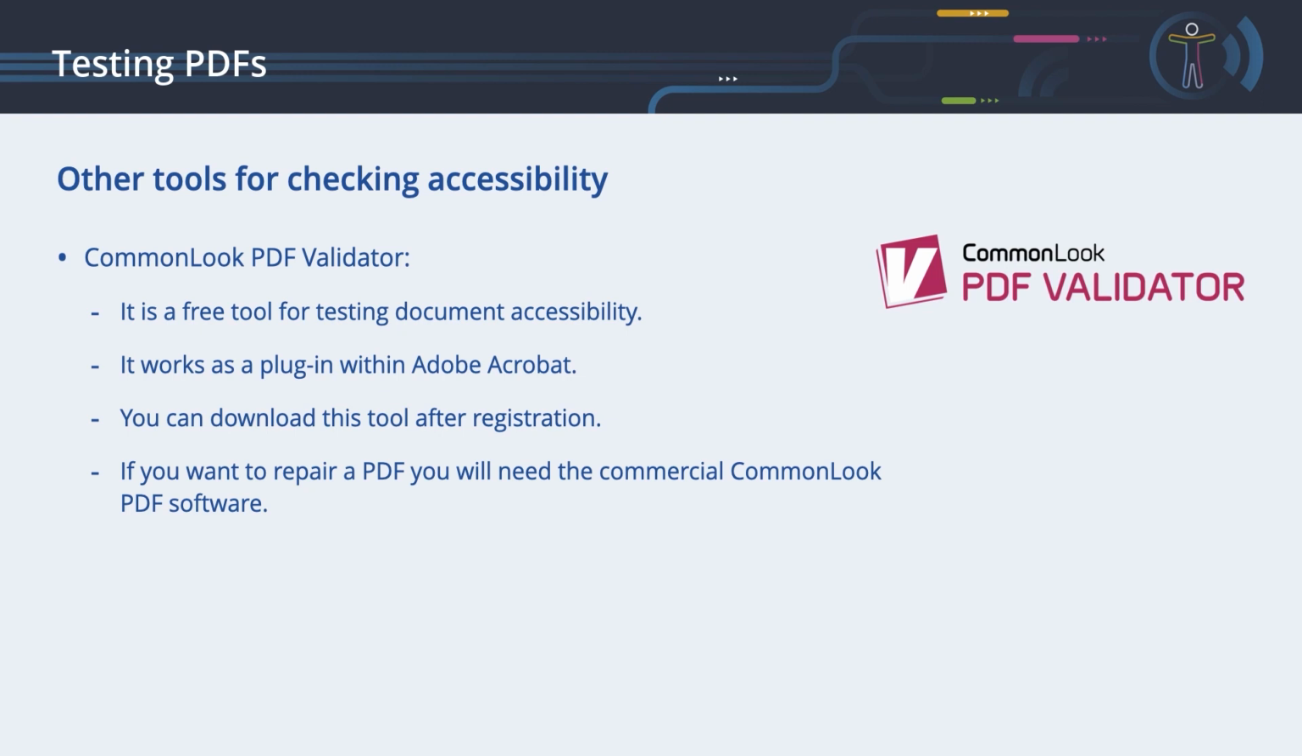The Common Look PDF Validator is a free tool for testing document accessibility. It works as a plugin within Adobe Acrobat. You can download this tool after registration. If you want to repair a PDF, you will need the commercial Common Look PDF software.